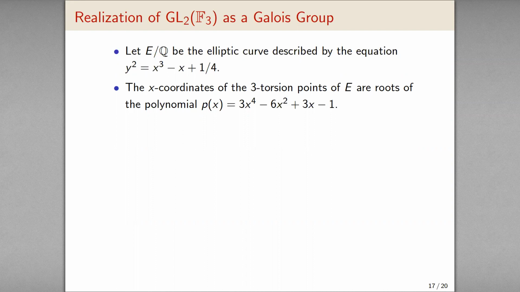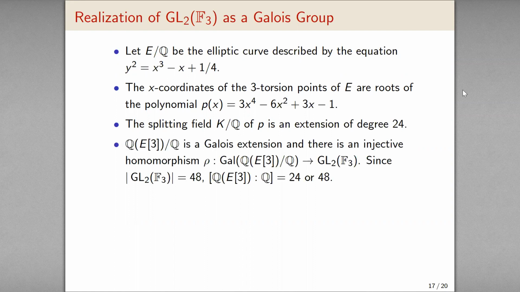Now, this polynomial is a polynomial of degree 4. And in general, there are many known ways to find the splitting field of a polynomial of degree 4. One way is to look at the resolvent cubic of this polynomial and then first calculate its Galois group and then go on from there. And by doing this, it can be shown that the splitting field of P over Q is an extension of degree 24.